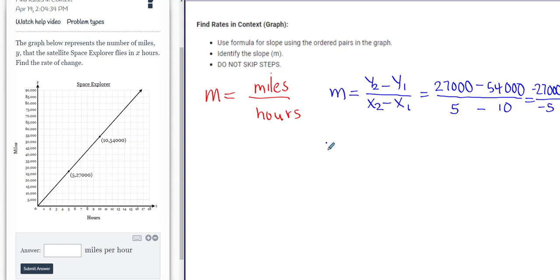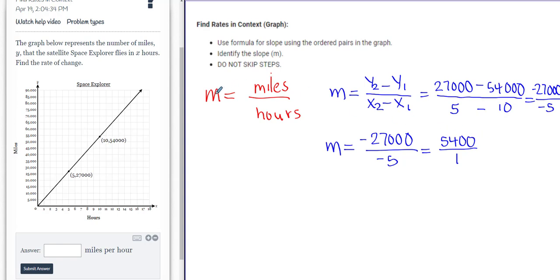So I'm just going to rewrite it: negative 27,000 over negative 5. First things first, a negative divided by a negative is a positive. So all we have to do is figure out how many times 5 goes into 27,000. Let's see, 27,000 divided by 5 is going to give us 5,400. Now remember, you can put it over the number 1. We really don't have to in this case.